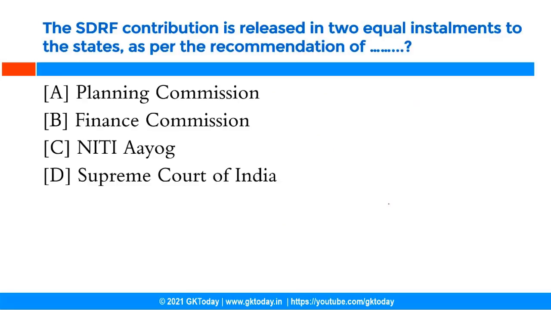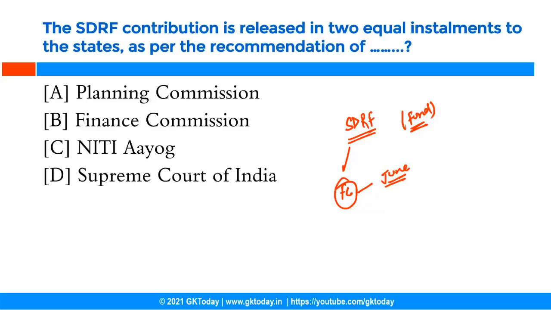Next question is, the SDRF contribution is released in 2 equal installments to the states as per the recommendations of. So first thing first, what is SDRF? SDRF is the State Disaster Response Fund. The 2 installments are released by the central government to the states as per the recommendations of the Finance Commission. Usually, the first installment is released in the month of June. However, this time because of the pandemic situation, this amount has been released early. That's why it was in news.